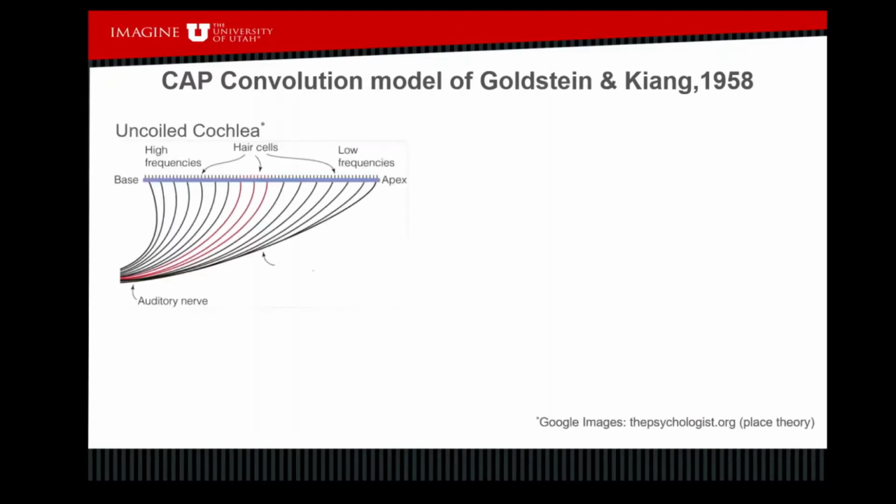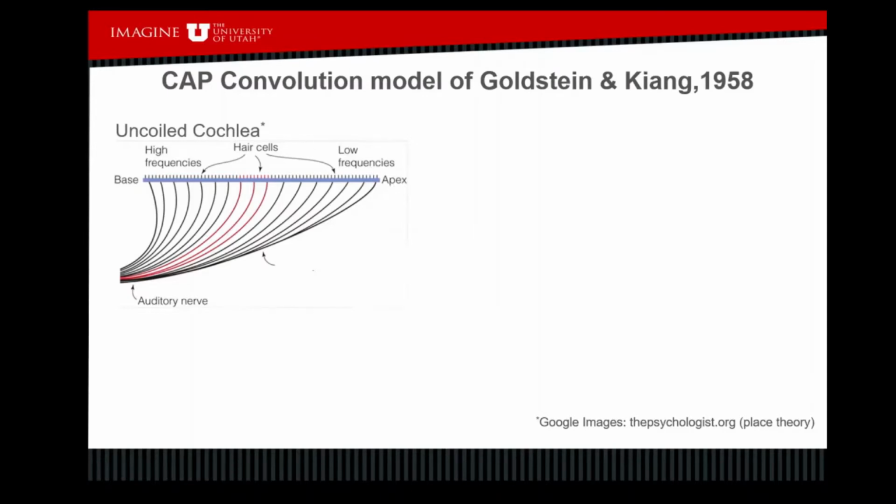So our approach to simulate the human CAP was based on the convolution model proposed by Goldstein and Kiang in 1958, and here I will briefly describe the model. Here is a simplified diagram of an uncoiled cochlea showing the innervation of the auditory nerve fibers at various characteristic frequencies between the base and the apex of the cochlea.